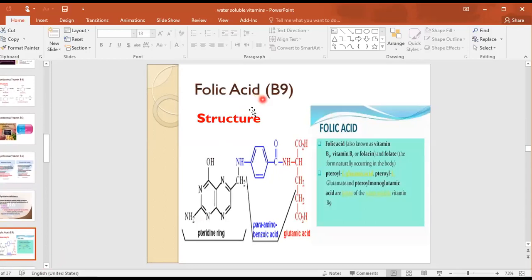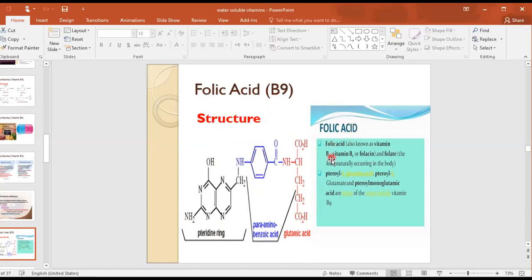Folic acid. Okay, the structure of folic acid is formed from pyridine ring, para-aminobenzoic acid, and glutamic acid. So here an amino acid once again shares in the formation of a vitamin. Pyridine ring plus para-aminobenzoic acid plus glutamic acid. These are the components of folic acid.